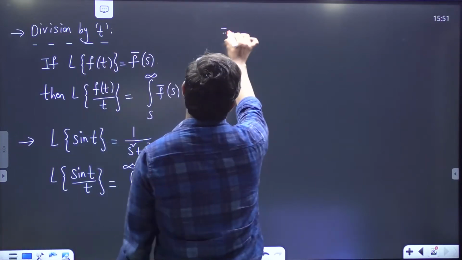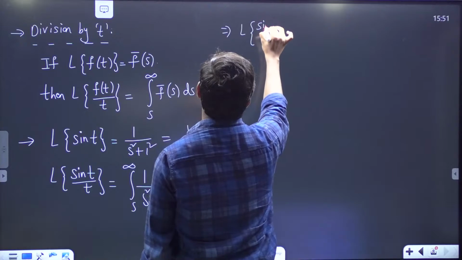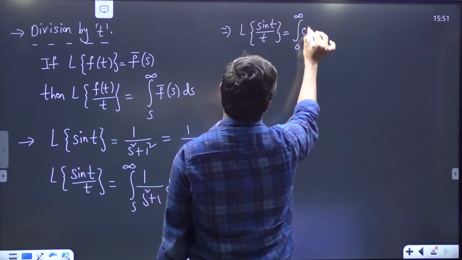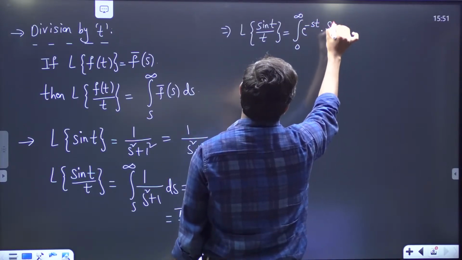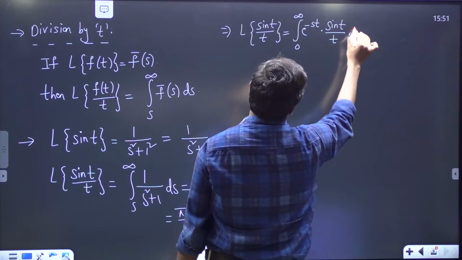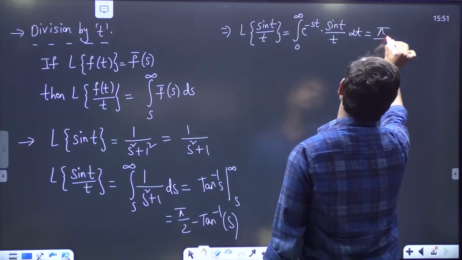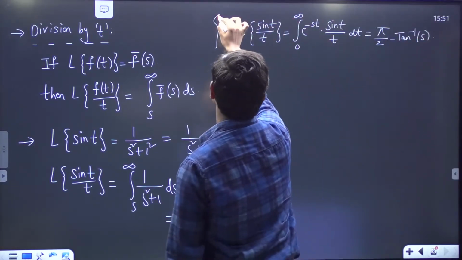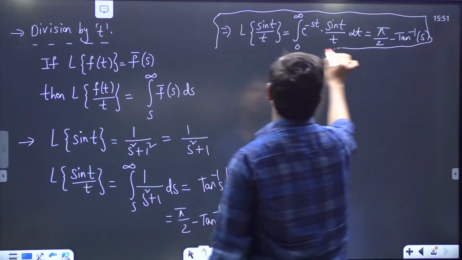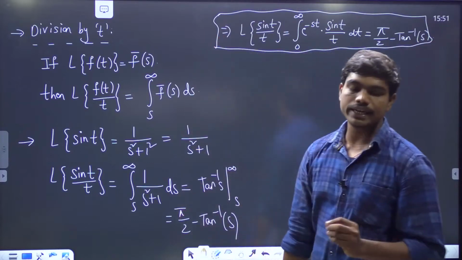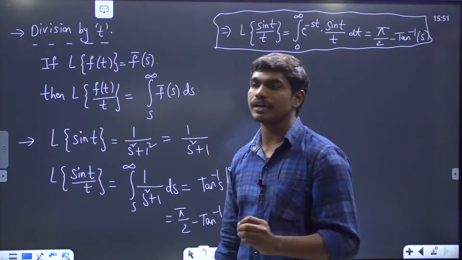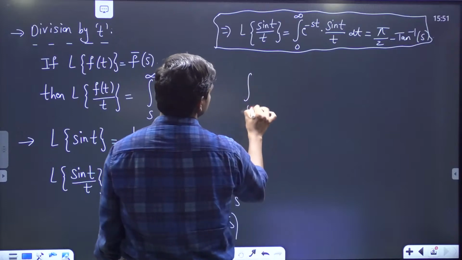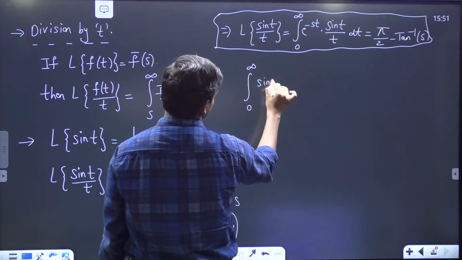So we have Laplace transform of sin t by t, which is integral 0 to infinity e power minus st into sin t by t dt, equal to pi by 2 minus tan inverse of s. And this result is really important to us because there is one particular integral which is really difficult to evaluate using standard methods of basic calculus. For example, integral 0 to infinity sin x by x dx.